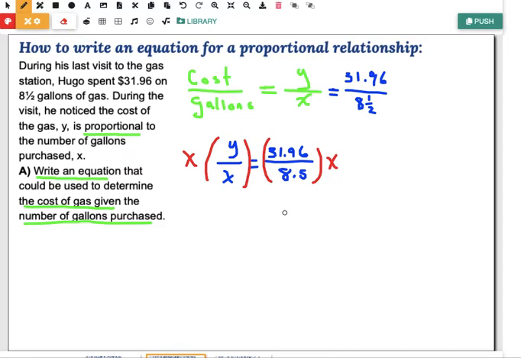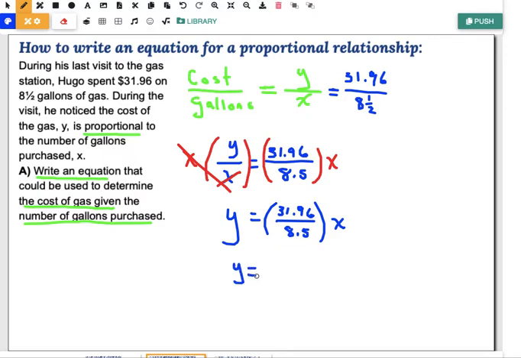All right, and by doing that, you notice that I can eliminate this X down here because X over X is just 1. So 1 times Y is going to be Y. Okay, so what you get on this side is just Y, and what you get on the other side, nothing has changed, is 31.96 over 8.5, and that is multiplied by X. So the only step I now have to do is to simplify what's inside of the parentheses, and that's going to leave me with my equation.